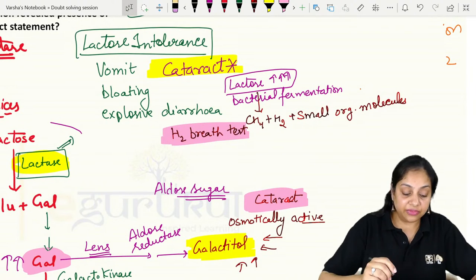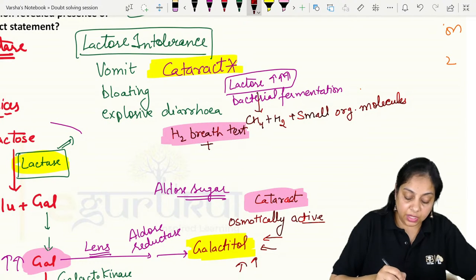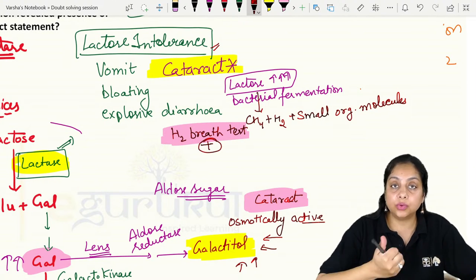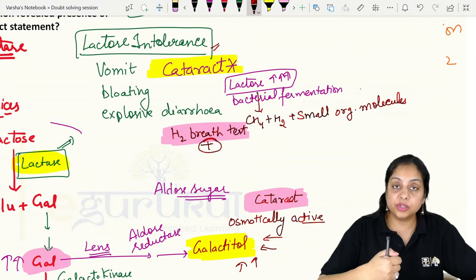And then when you do the hydrogen breath test, it would come out positive in lactose intolerance. So no cataract and a positive hydrogen breath test. Are we clear? Okay. We are clear about galactosemia also.